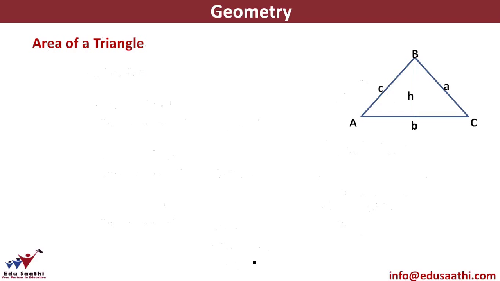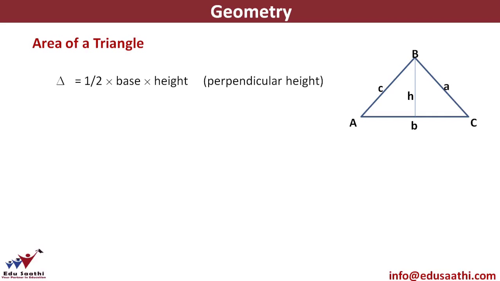Area of the triangle. Now there are various methods to find out the area of the triangle. Which method to follow will depend upon what is given to you in the question. So the first formula for finding out the area of the triangle is half into base into height. Whenever I am talking about the height, in case of geometry, I always talk about perpendicular height.